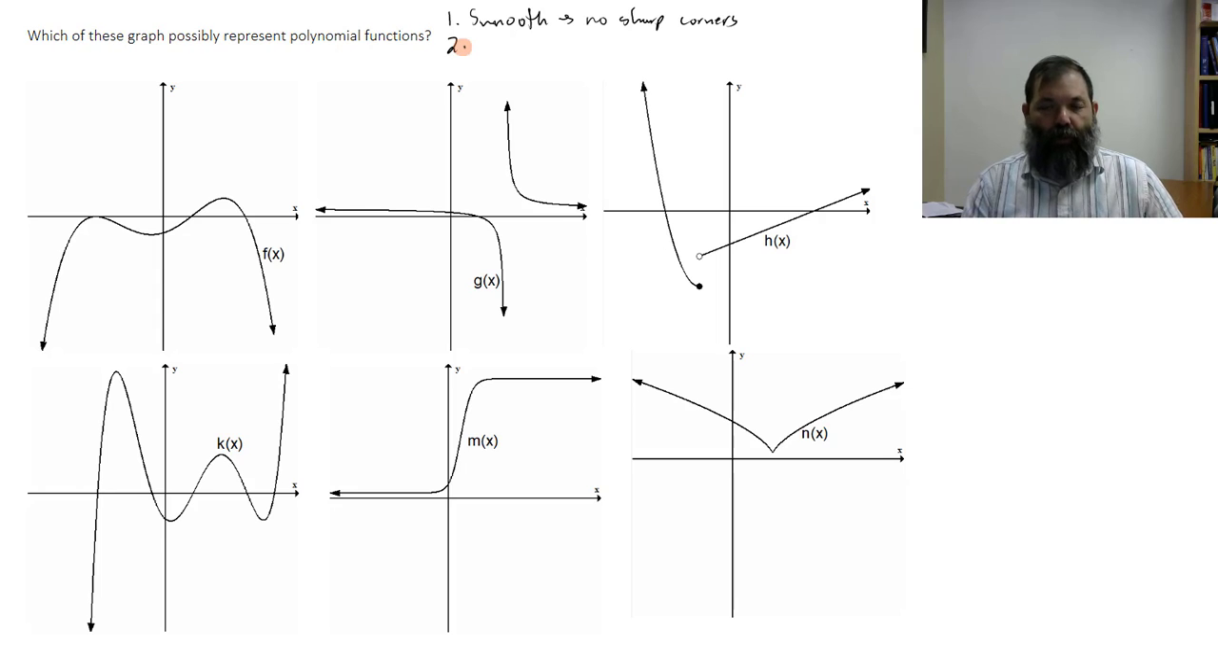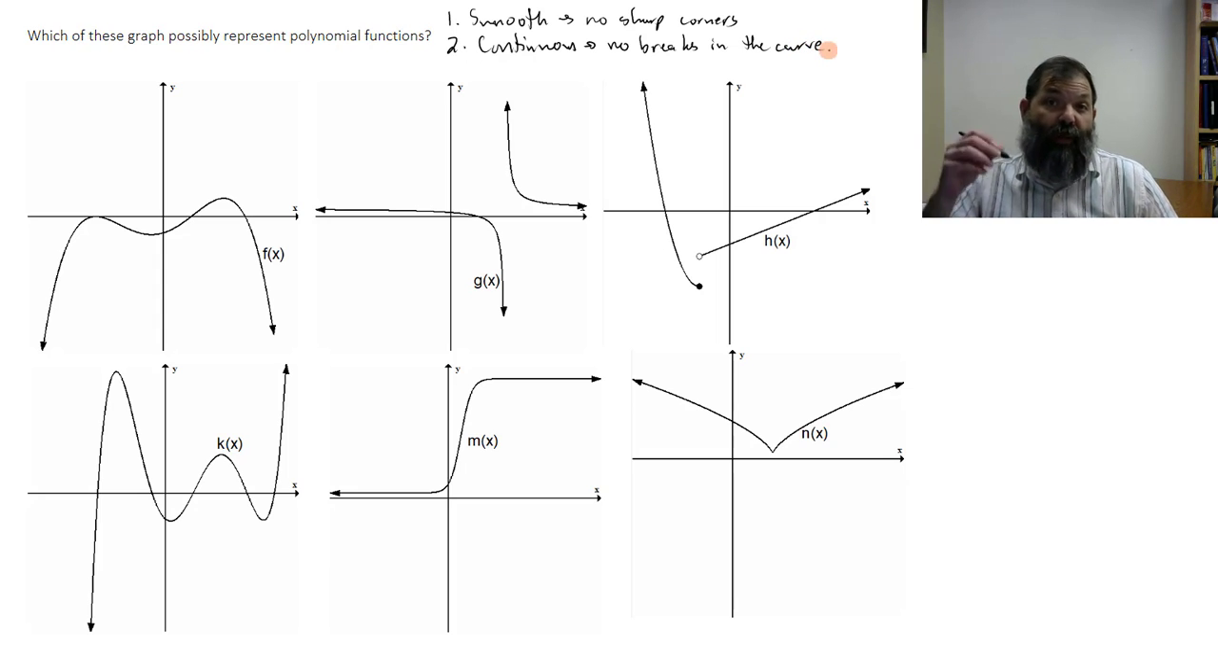Another characteristic of polynomial functions is that they are continuous. There's no breaks in the curve. You could draw the whole thing without picking up your pen or pencil. And a third characteristic is that the graph will go to either positive or negative infinity far to the left or to the right.